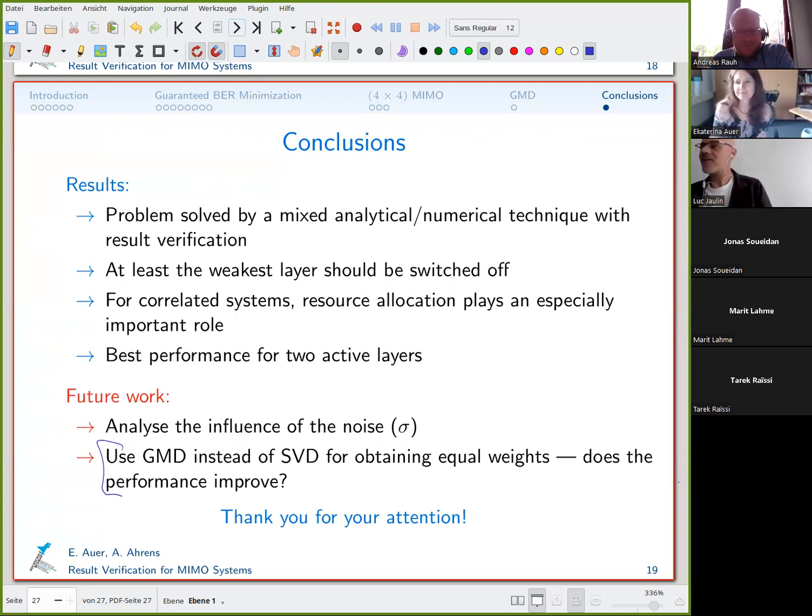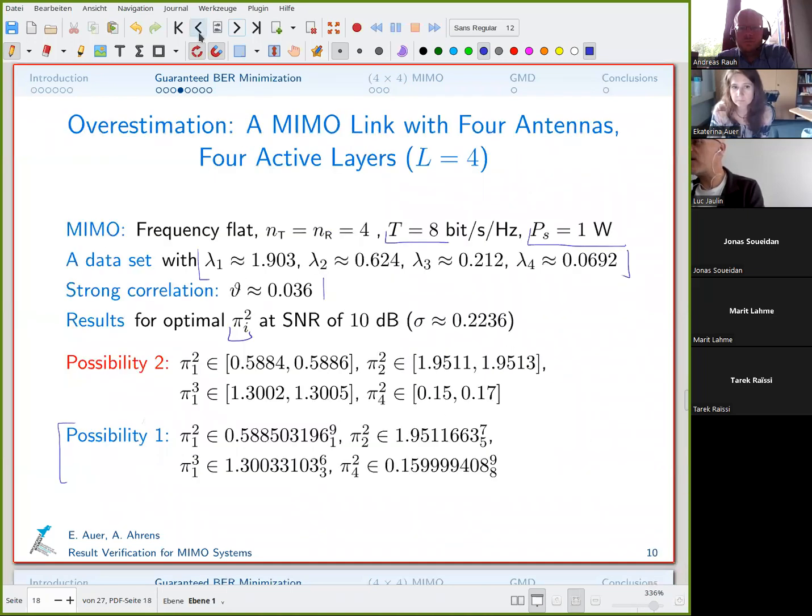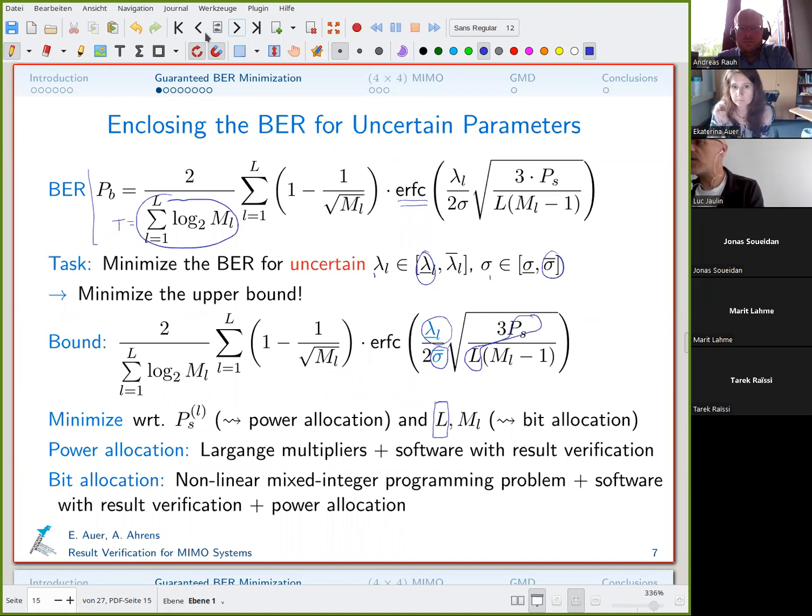Yes, Luc? Yes, thank you for this talk. If I understand, in your MIMO, you have to optimize some criterion. Here it is a BER criterion, and you have some uncertainties. But what I don't understand is that if you have uncertainty, you have a set of global minima and a set of global minimizers. So you use intervals. Which one do you search for? All of them or only one?